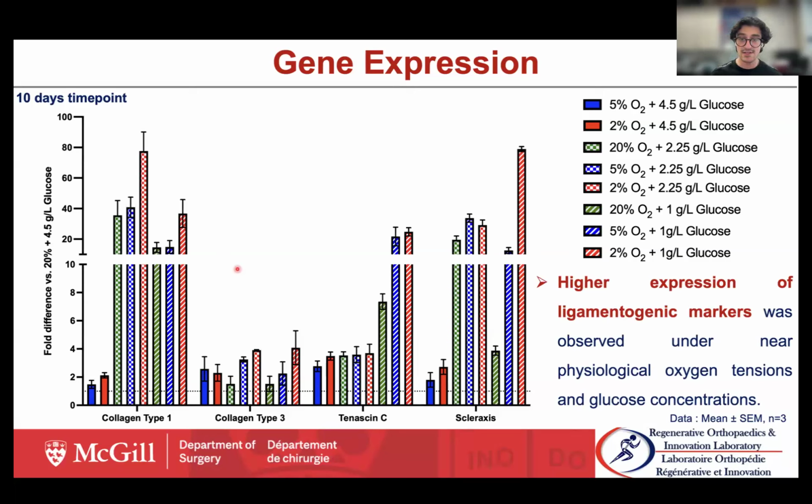Based on our statistical data analysis, it looks like 2% oxygen with 1 gram per liter glucose seems to be the optimal condition, but this is to be further confirmed with more assays.